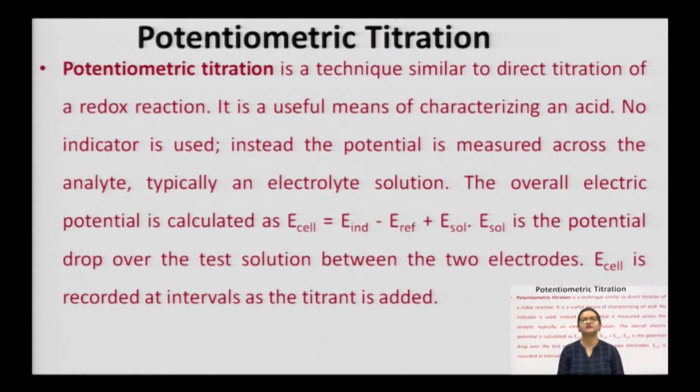Potentiometric titration is a technique which is similar to the direct titration, and it involves all sorts of titration such as precipitation titration, redox titration as well as acid base titration also. And it is very easy to achieve the endpoint in potentiometric titration because it does not need any kind of indicator for the endpoint.